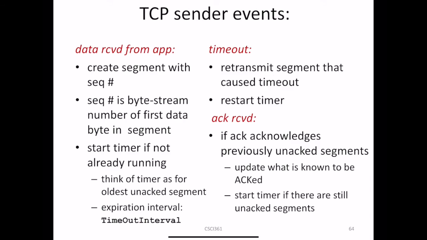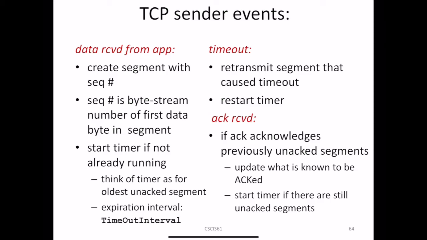Then let's see the TCP sender events. The data received from the upper layer, which is the application layer, will create a segment with the sequence number. And as we have learned in the previous slides, the sequence number is the byte stream number of the first data byte in the segment. Then it will start a timer if this segment is the first segment in the window. Think of the timer as being for the oldest unacked segment.